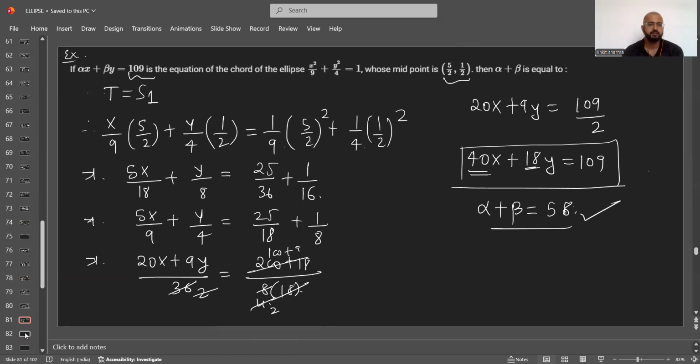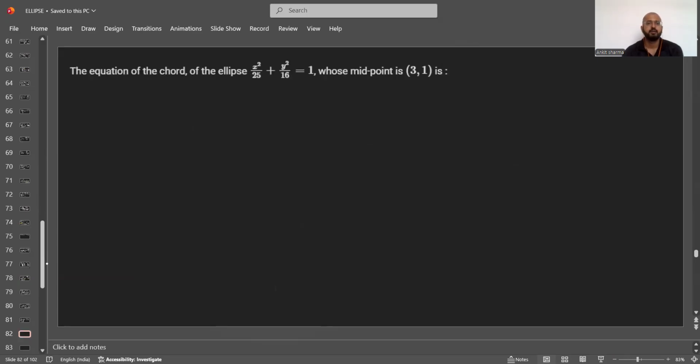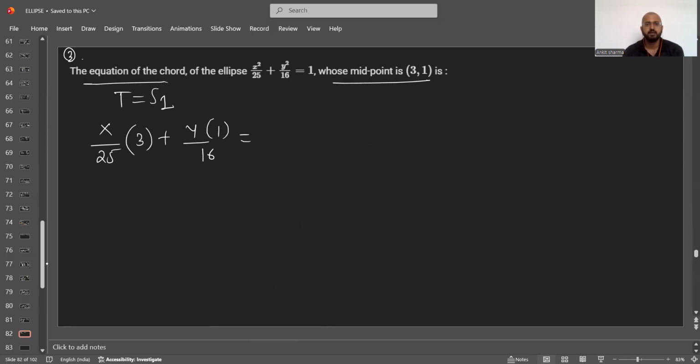Coming to the next question. So we now need the equation of the chord of this ellipse whose midpoint is 3, 1. So again, the T is equal to S1 concept. So T is equal to S1 means x over 25, and x1 is 3, x1 over a square plus y1 over b square is equal to x1 square over a square plus y1 square over b square.